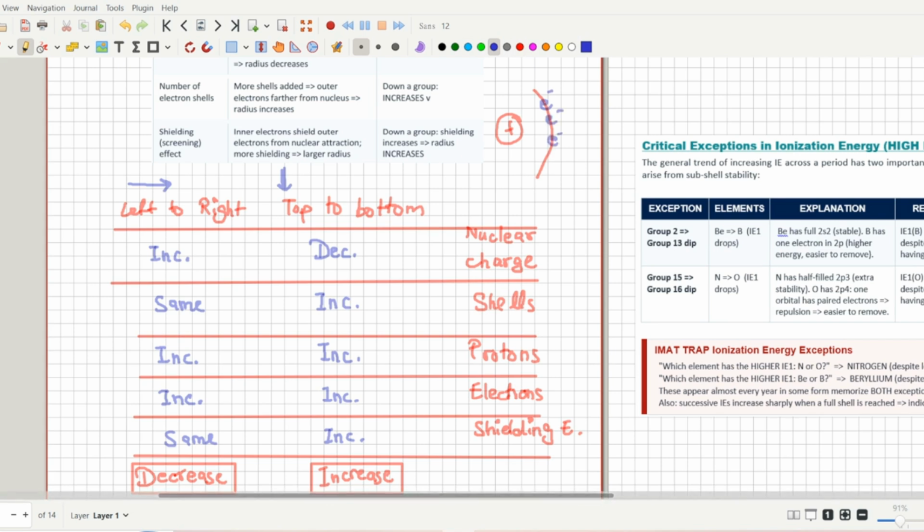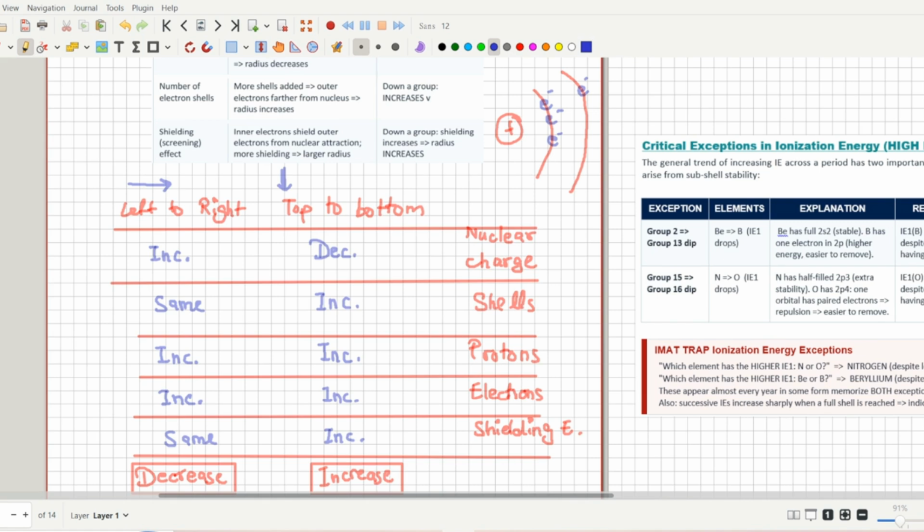But when you move from top to bottom, then a new shell will be added and electrons will be added into the new shell. So that's why when you move from top to bottom, the number of shells increases and the electrons will be added in the new shells, and when the shell increases, the atomic radius will start increasing slowly. The next thing is about the number of protons and electrons.